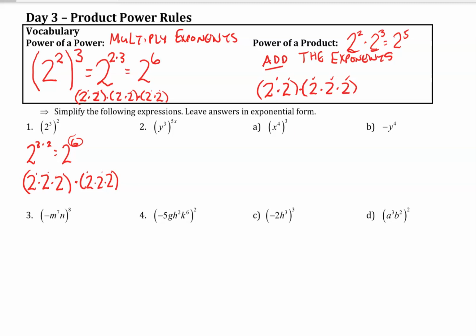Power to a power. Let's just use the rule. We would do y to the 3 times 5x. X is a number. We just haven't been told what it is yet. So that would be y to the 15x. Go ahead and pause your video and try letter A and letter B on your own.